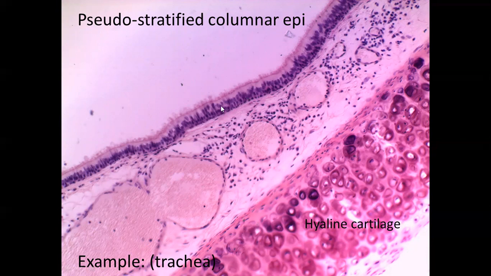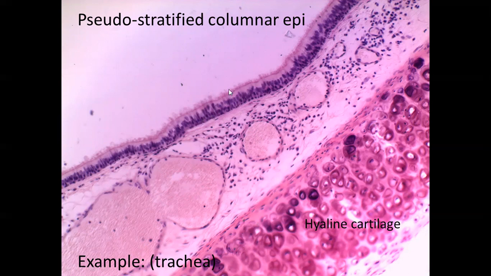Not all cells reach the surface, but all cells adhere to the basal lamina. So not all cells reach the surface, but all cells rest on the basement or the basal layer. It consists of two types of cells, short basal cells and tall columnar cells. This different level of nuclei is why it is called the pseudostratified columnar epithelium.